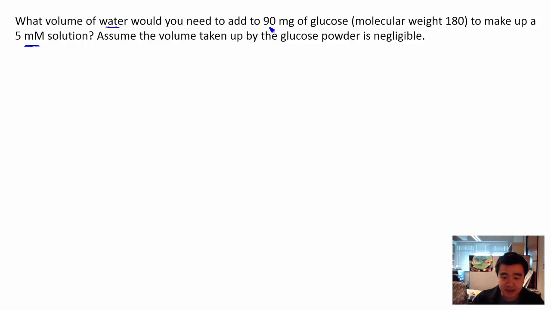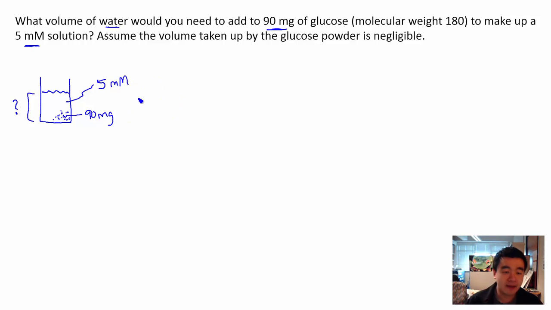Okay, so let's start with this 90 milligrams of glucose. So in a beaker, say, we have glucose. We have this white powder, which is glucose, and there are 90 milligrams of this glucose powder sitting inside that. We need to then next add water, but we don't know how much water we need to add. And then the final concentration in here needs to be 5 millimolar.